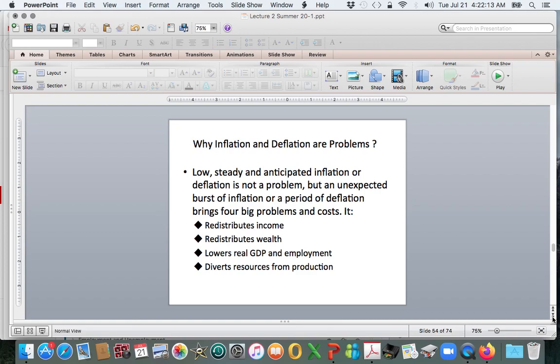Because, one, it redistributes income from one entity to the other. Certain people might be earning more, others might be earning less. It redistributes wealth. There may be businesses that acquire a higher amount of assets, and these are all explained very well in the book. It also lowers your real GDP and employment. We are watching how employment reduction is causing difficulty in income. Once income goes down, consumption expenditure reduces drastically.